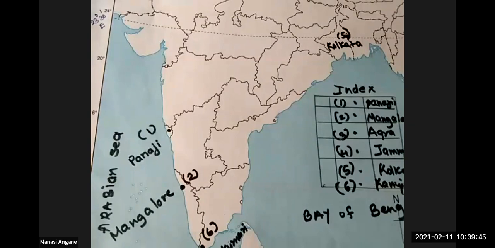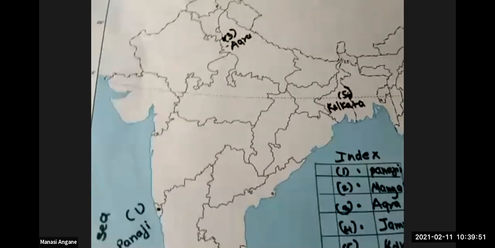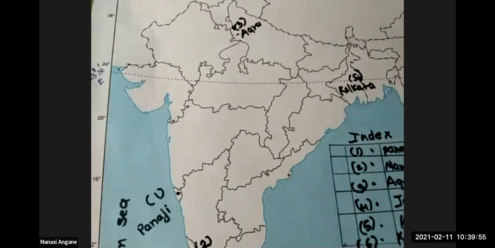Now, if you don't write this Arabian Sea also, no problem for you. If you don't write this Bay of Bengal also, no problem for you. But you are going to show it like this on the map.